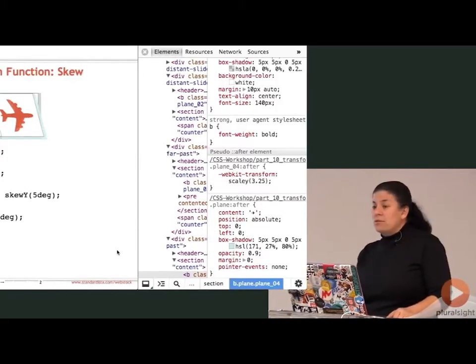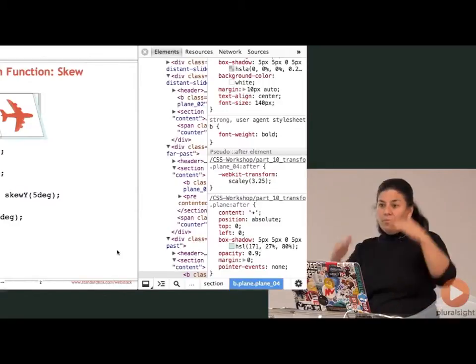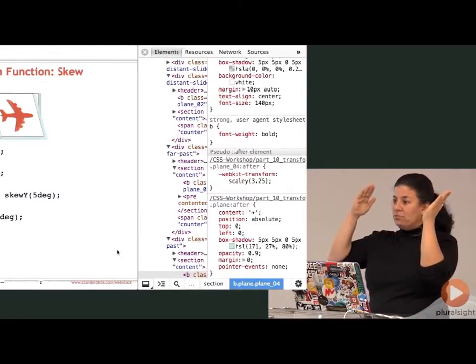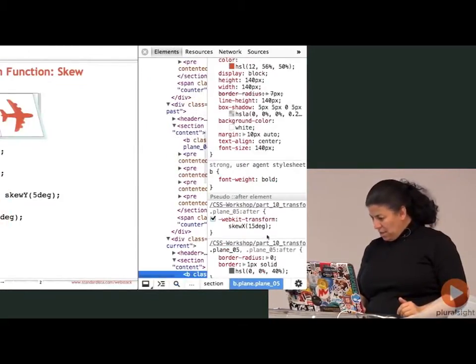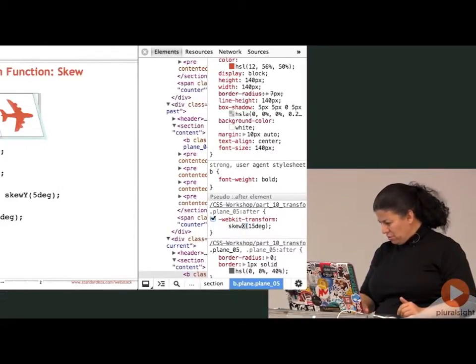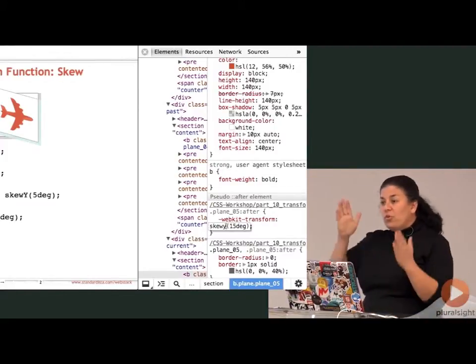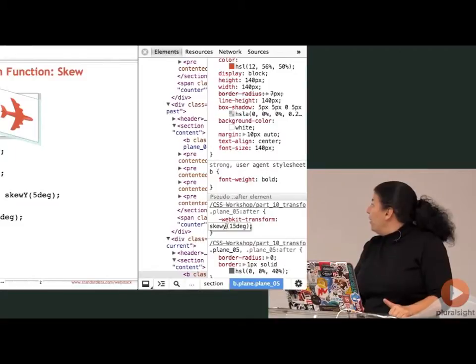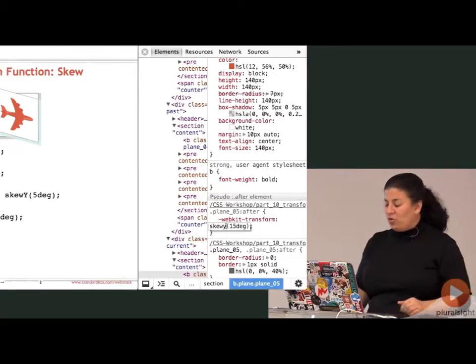So here I've skewed X. When you skew X, it basically means keep the top and the bottom parallel to the way they were, and skew the left and right. If you skew Y, it does the exact opposite. The left and right are parallel, the top and bottom skew. So it's skewing the actual plane. And if I was doing a plane flying, skewing would look really good, because that's actually what it would look like when it's flying towards you. But you can also use perspective later on, which we'll cover.